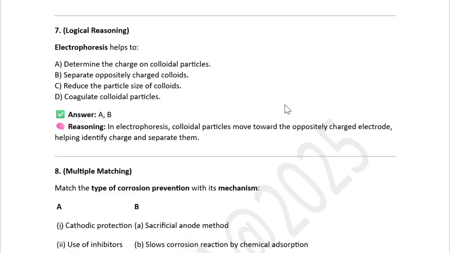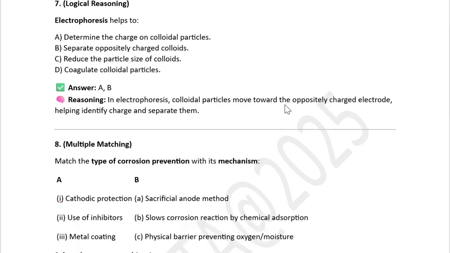Next, question number 7. Electrophoresis helps to: option A, determine the charge on colloidal particles; option B, separate oppositely charged colloids; option C, reduce the particle size of the colloids; option D, coagulate colloidal particles. The correct answer is A and B: it determines the charge on the colloidal particle and separates oppositely charged colloids. The reason: in electrophoresis, colloidal particles move towards the oppositely charged electrode, helping identify charge and separate them.